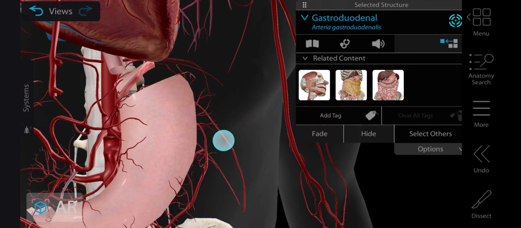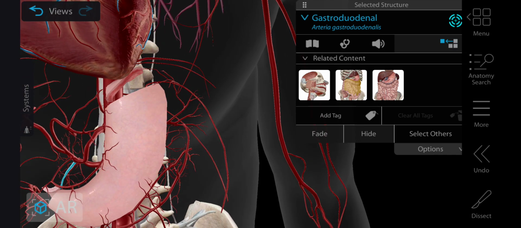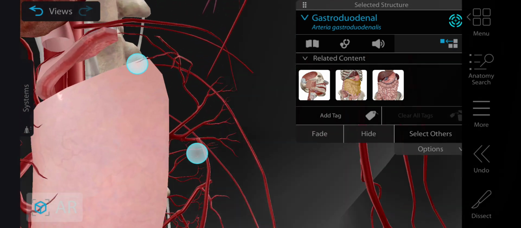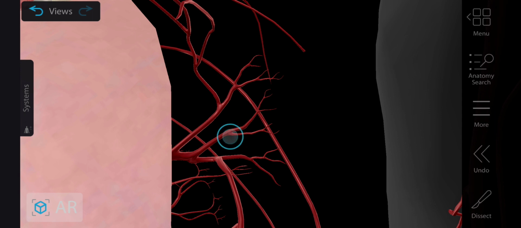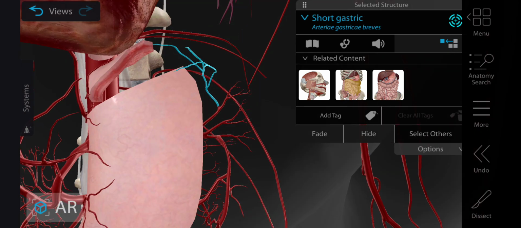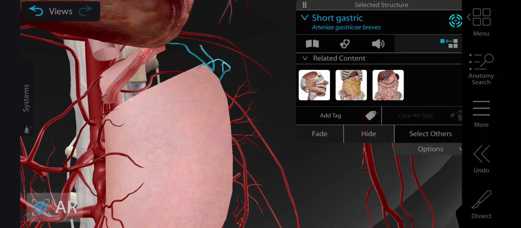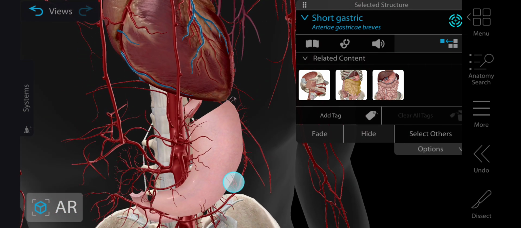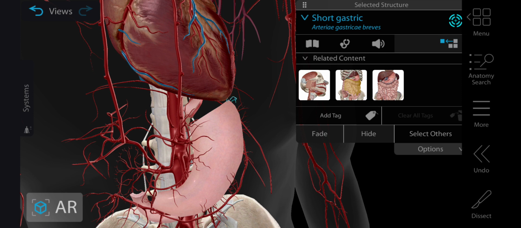Now moving on to the fundus of the stomach. On the fundus of stomach, we have 5 to 7 short gastric arteries. These are the 5 to 7 short gastric arteries, which are branches of the splenic arteries. These are the short gastric arteries. They are 5 to 7 in number, and they supply the fundus of the stomach. So this was all about the arterial supply.